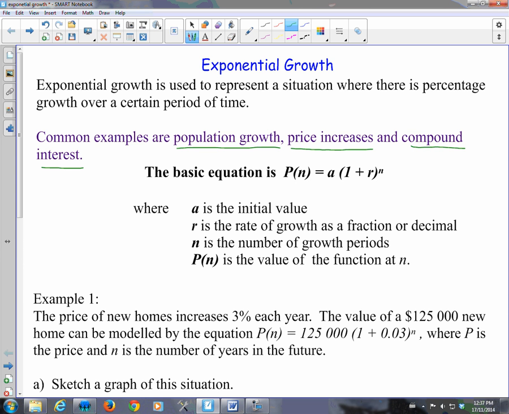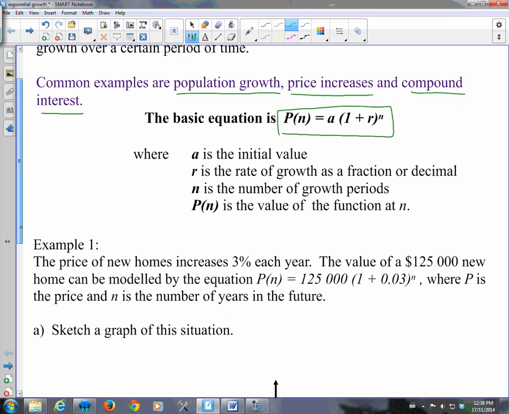So basically the equation for exponential growth has a pattern. And the pattern is P of n equals a(1 + r)^n, where a is the initial value, so it's what your population is to start with, what the price was to start with, the amount of money you invested or borrowed, whatever you start with initially is your a number. r is the rate of growth, and it could be a fraction or a decimal. So when you talk about growth as being an increase of 2.5%, you would have to change your percent to a decimal. n is the number of growth periods, so that's how long, what time span it's growing for.